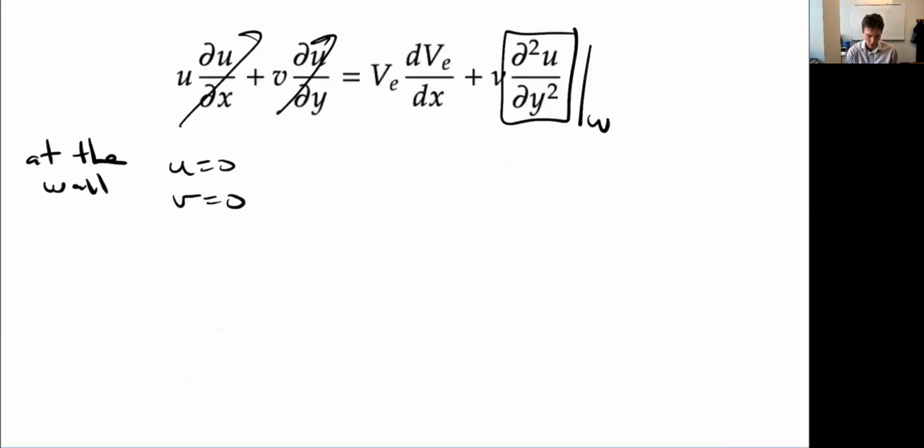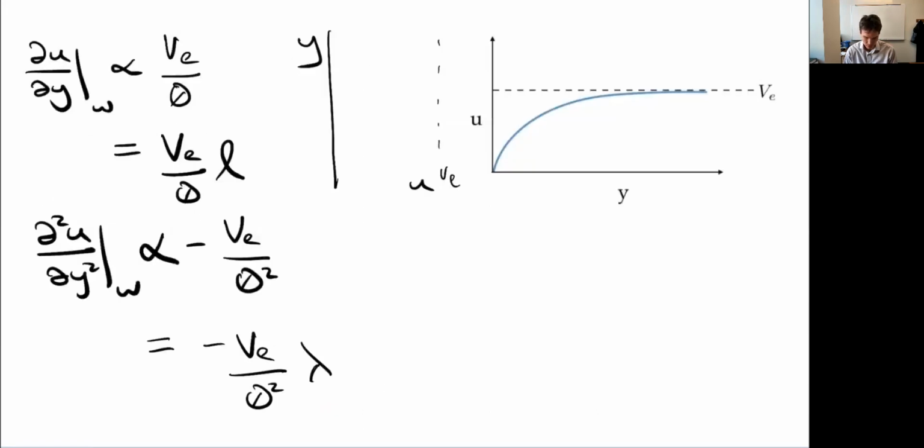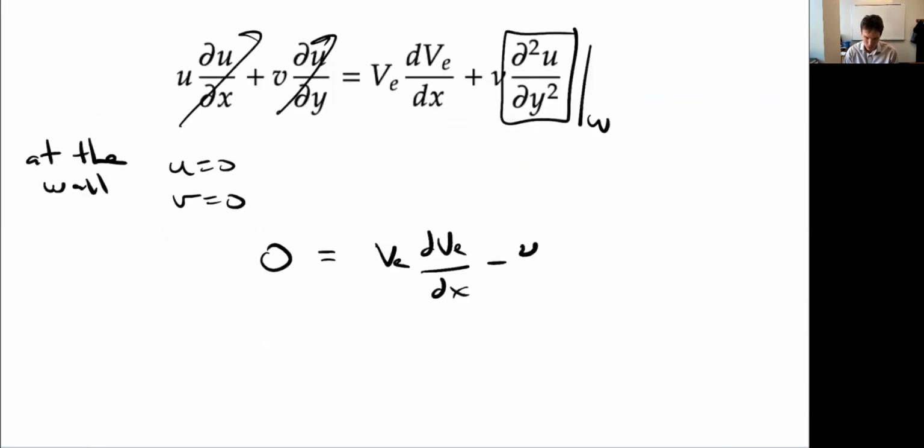Okay, so let's plug all those things in. So now I've got 0 equals my edge velocities. Those are just inputs. And then I have a minus, because this had a negative curvature, a minus nu times VE over theta squared times lambda. And again, remember, nu is my kinematic viscosity. So I have this expression at the wall.